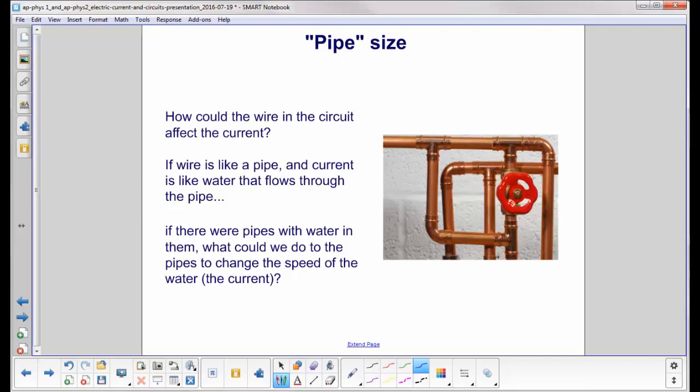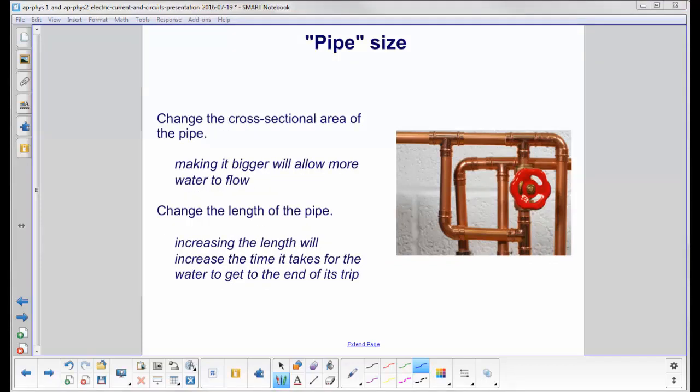If wire is like a pipe and current is like water that flows through the pipe, if we had pipes with water in it, like over here, what could we do to the pipes to change the speed of the water? The analogy there is the current, the electrical current. We could change the cross-sectional area of the pipe.